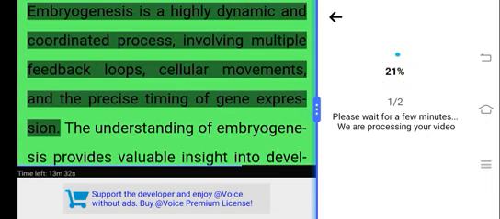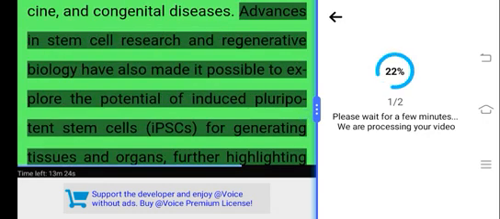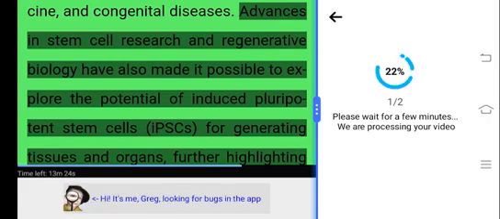Embryogenesis is a highly dynamic and coordinated process, involving multiple feedback loops, cellular movements, and the precise timing of gene expression. The understanding of embryogenesis provides valuable insight into developmental biology, regenerative medicine, and congenital diseases. Advances in stem cell research and regenerative biology have also made it possible to explore the potential of induced pluripotent stem cells, iPSCs, for generating tissues and organs, further highlighting the importance of understanding the molecular mechanisms that govern embryogenesis.